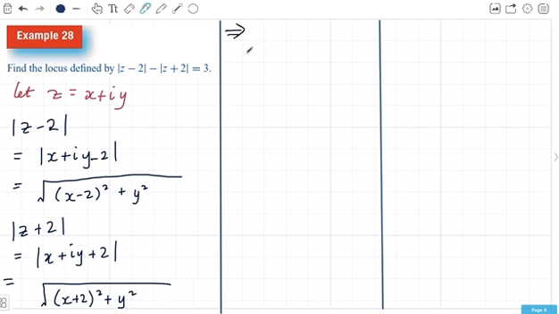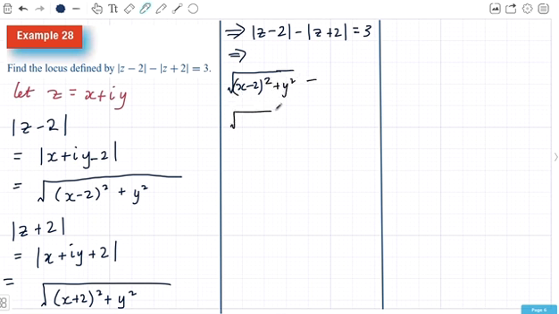So now if we put all this together, the mod of z minus 2 minus the mod of z plus 2 equals 3 goes to this expression, which is the square root of x minus 2 all squared plus y squared, minus the square root of x plus 2 squared plus y squared, which equals 3.